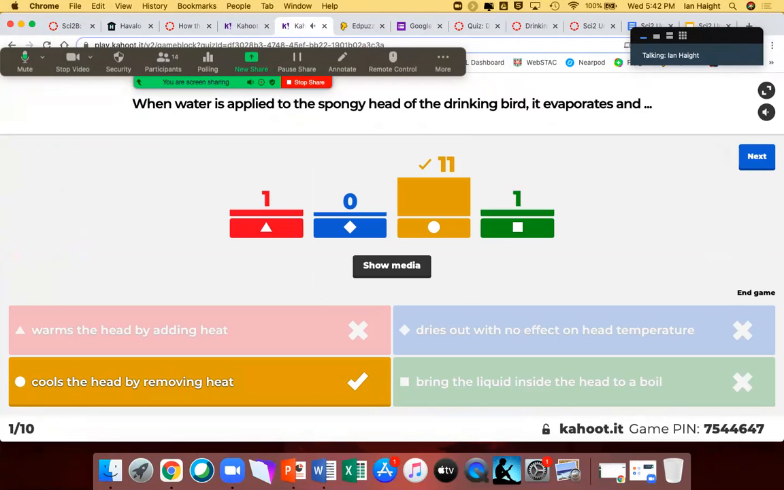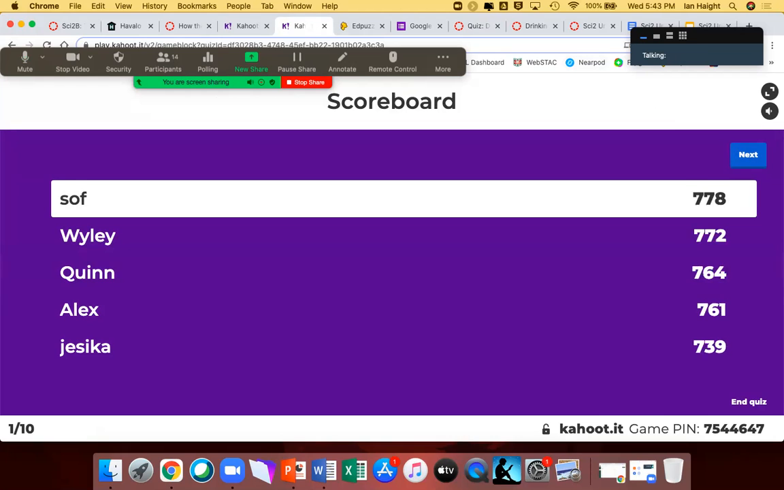Very good. Pretty much everybody got that. It cools the head by removing heat. It's the same way that sweat works. So think about the head of the bird as essentially sweating. The water's converting from liquid to gas. That's low energy to high energy. So it absorbs energy from whatever it's leaving. That's why we call it evaporative cooling. All right, Soph in the lead.